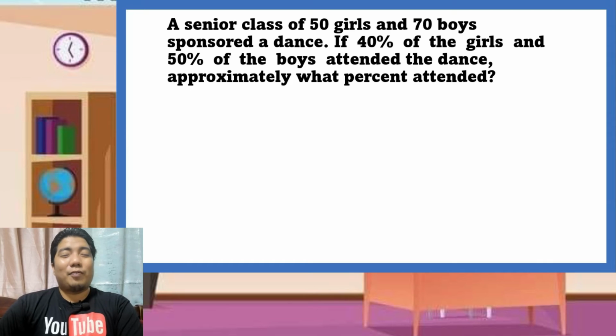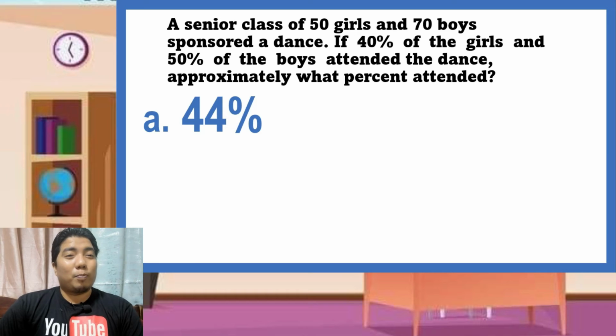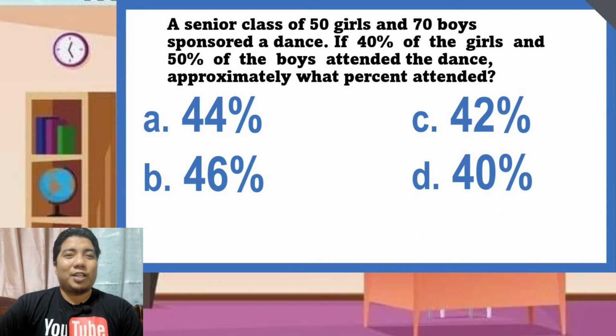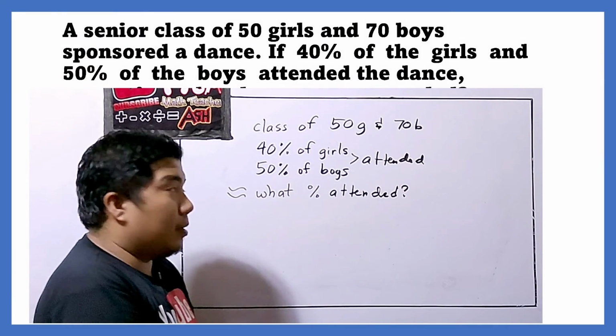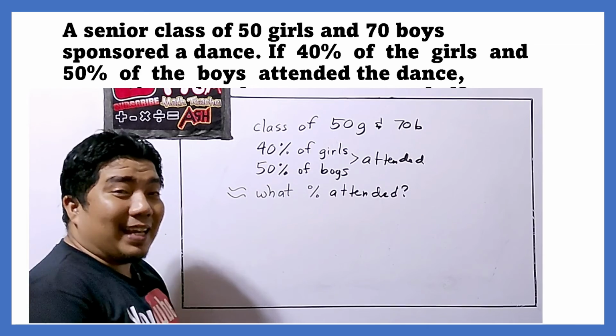A senior class of 50 girls and 70 boys sponsored a dance. If 40% of the girls and 50% of the boys attended the dance, approximately what percent attended? Is it A, 44%, B, 46%, C, 42%, or letter D, 40%? And the correct answer. Okay, my dear math learners, for this problem, we have the information about a class dance.